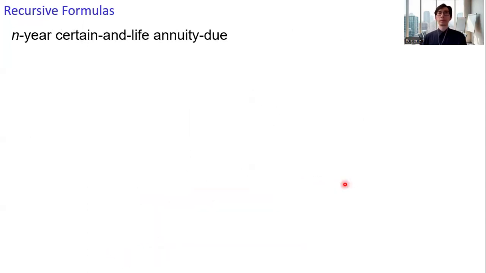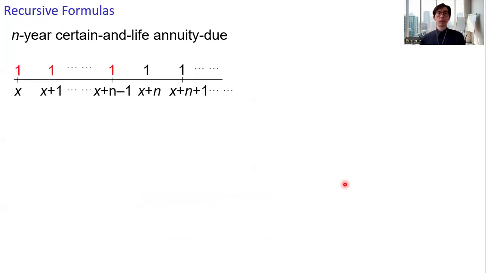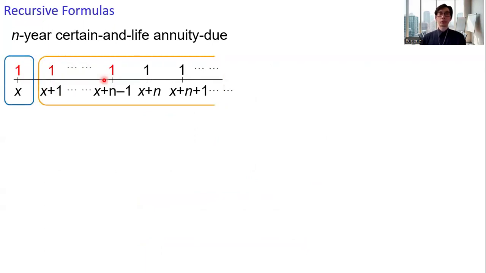The last one, certain and life annuity. Consider the N-year certain and life annuity due. The first N payments of 1 are certain, even if the individual dies. Split it into two parts as usual. The first payment of 1, the individual definitely receives this amount of 1. And then the remaining payments.